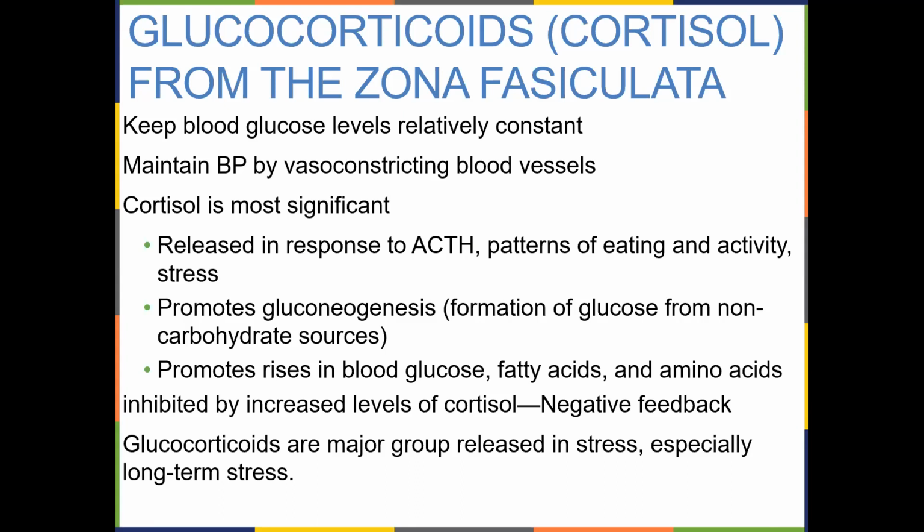Gluconeogenesis. We can break down fats and we can break down proteins and form glucose from them. If we need more glucose, cortisol can go after the fats and break them down. We see this a lot in pregnancy, where the pregnant female has to provide glucose for herself and for the baby, because glucose does go across the placenta. Now, cortisol will bring our blood glucose levels back up to what we want as normal.